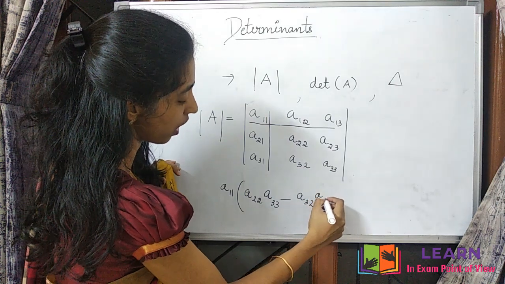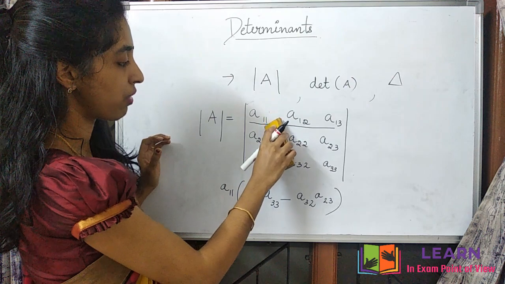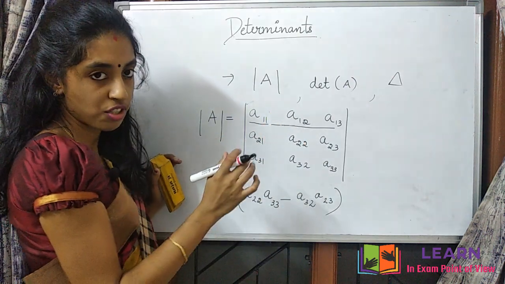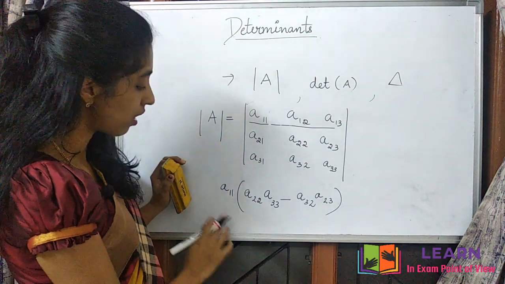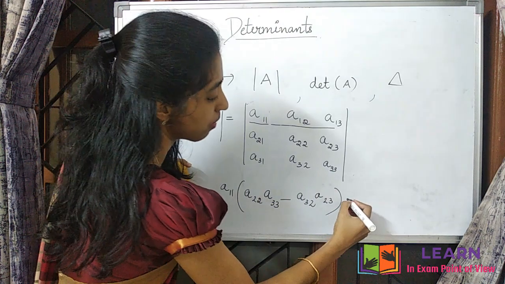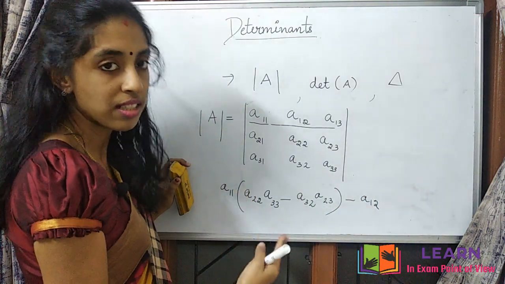A32 into A23. So first element we have done. Then take the next element. In that section we have to memorize one more thing. Here it is plus. The next, the sign will change. It will become negative A12. That is, alternatively the sign will change.